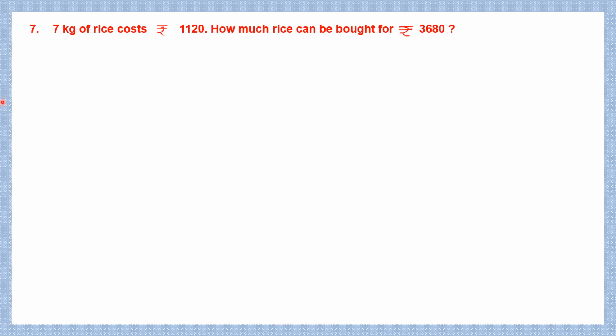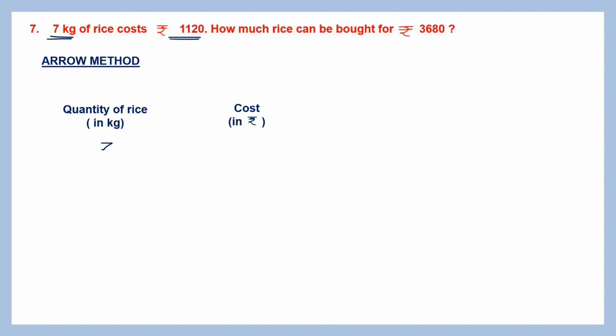Let's do the same question in the arrow method. So in the arrow method, remember we make two columns. So first 7 kg of rice, and then the amount. That means the quantity of rice in kg and the cost in rupees. These are our two columns which we are going to fill up now. So the quantity of rice is 7 kg, 7, and the cost is 1120 rupees. And again, the question is, how much rice can be bought?